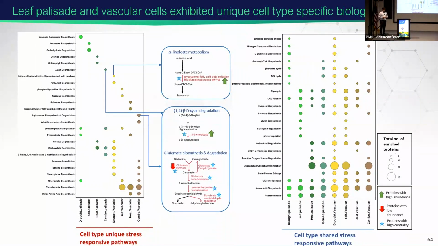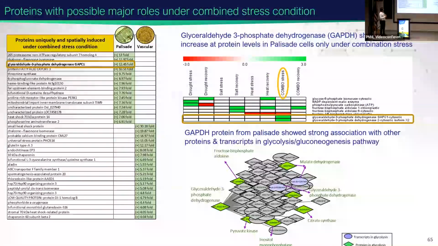So then we asked this question: under combination stress, what are the most significantly altered proteins? When we looked at that, these are the most upregulated proteins when it comes to combination stress, but not in single stress, in two cell types, palisade and vascular. One of these proteins is glyceraldehyde 3-phosphate dehydrogenase, or GAPDH, or GAPC1. It's a cytosolic protein, and it is a central carbon metabolism pathway protein. So this protein was only upregulated or highly abundant at protein level in combination stress only in palisade, but not in vascular. And this is happening only in combination stress and not in single stress.